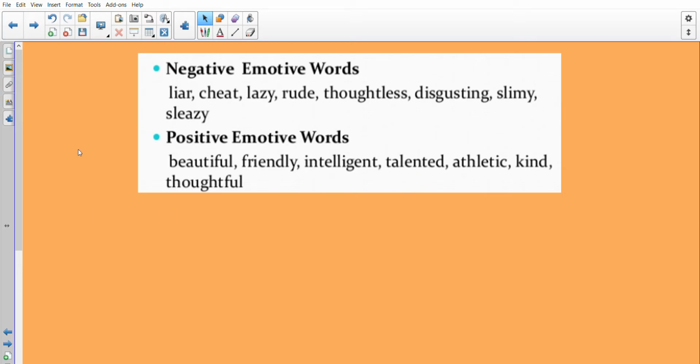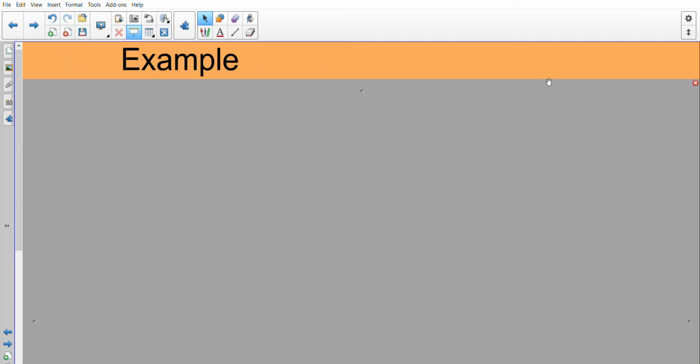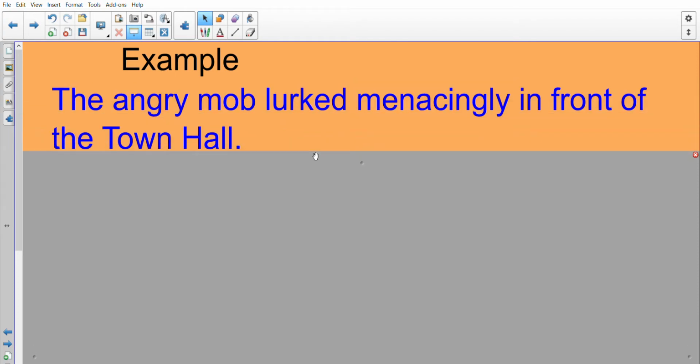Okay, so it's quite tricky to understand what we mean by this, but I'm going to show you an example to start with. There have been lots of protests in the news recently, haven't there, across the world? And I'm going to give you 2 different sentences that both describe a protest. And I want you to think about what the emotive language is in these sentences and how it influences your opinion, how it makes you see what's happening. So imagine there's a protest happening in Bradford in front of the town hall. The first one says, "The angry mob lurked menacingly in front of the town hall." Okay? The angry mob lurked menacingly in front of the town hall.